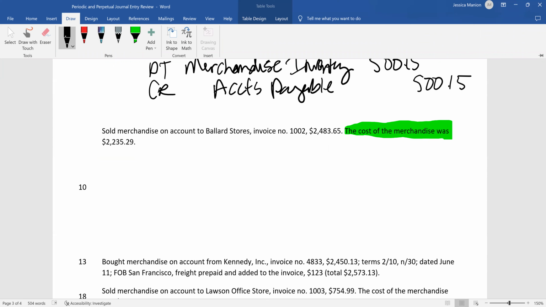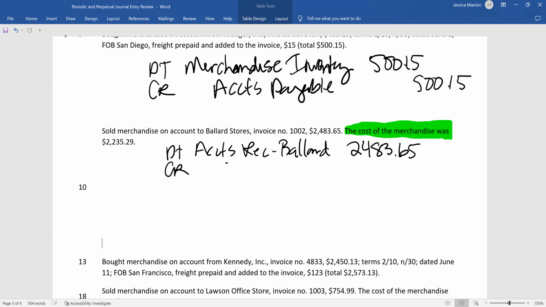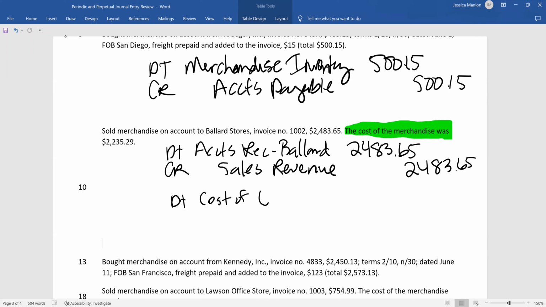So to record the sale, we debit accounts receivable to this Ballard, 2483.65. We credit sales revenue, 2483.65, right? That's the entry to record the sale. And then to record the cost of merchandise, we debit cost of goods sold.